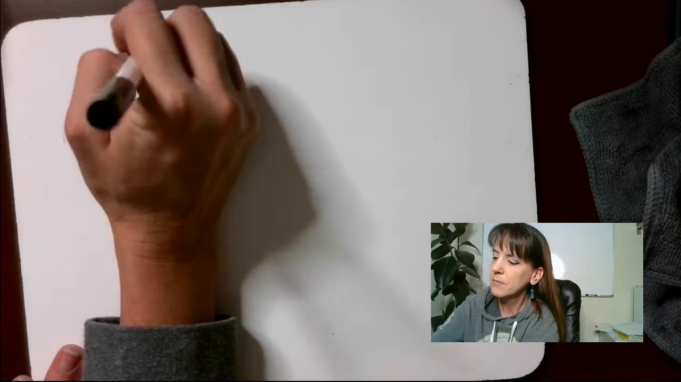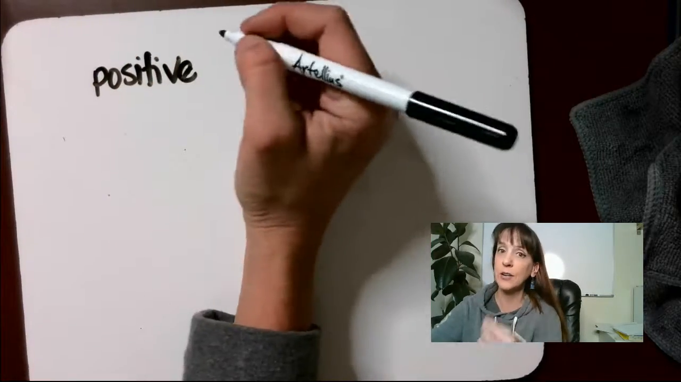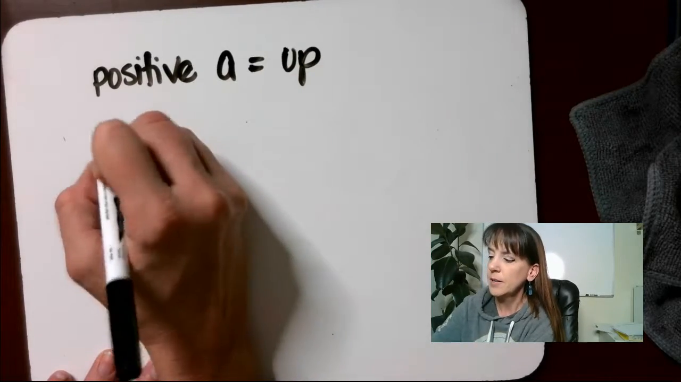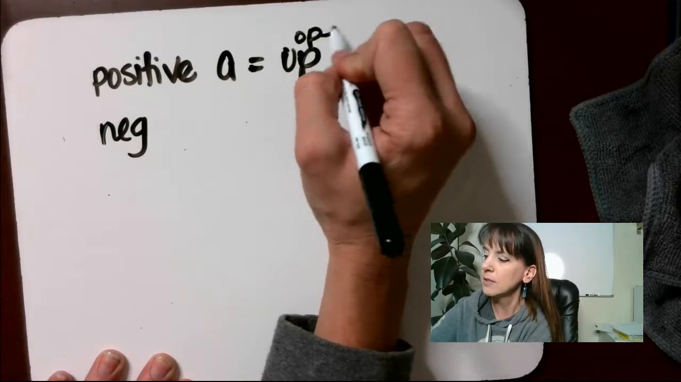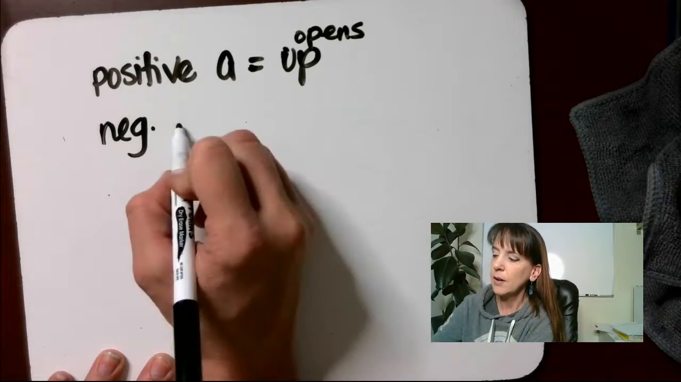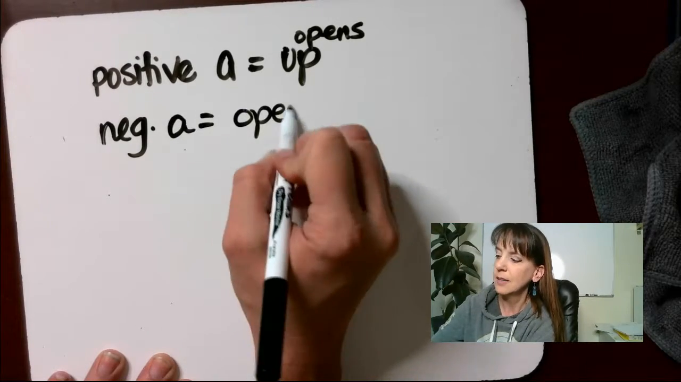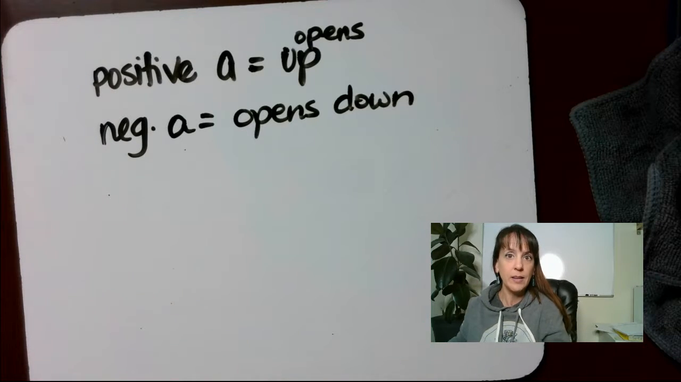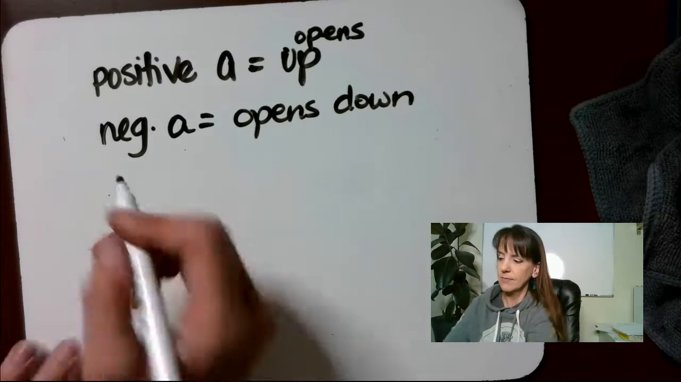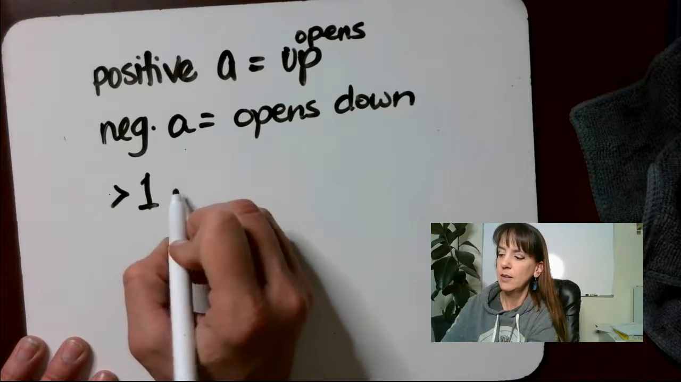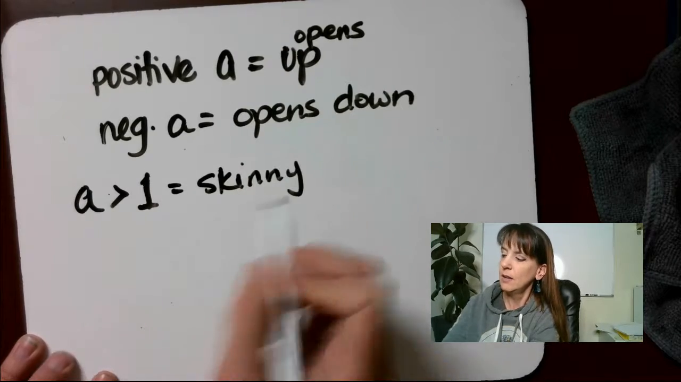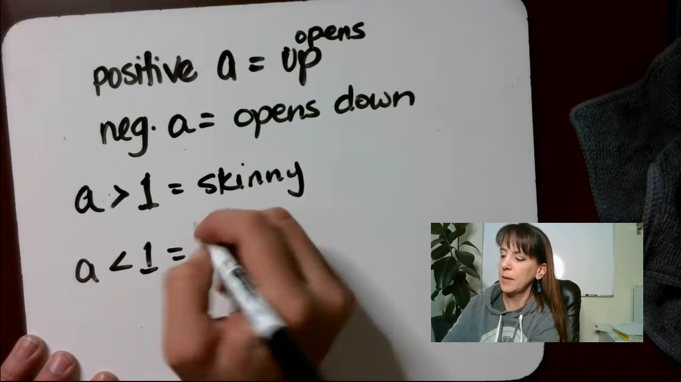And then a positive A, remember, on both standard and vertex form. Positive A equals opens up. Negative A equals opens down. And this goes along with our greater than 1 is going to be skinny, right? If A is greater than 1, it's going to be skinny. If A is less than 1, it's going to be fat.